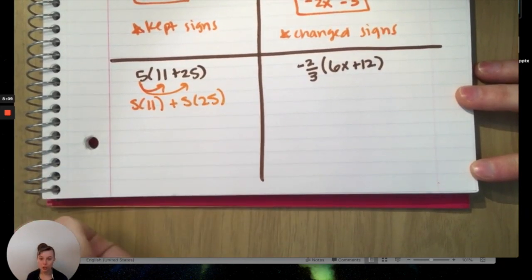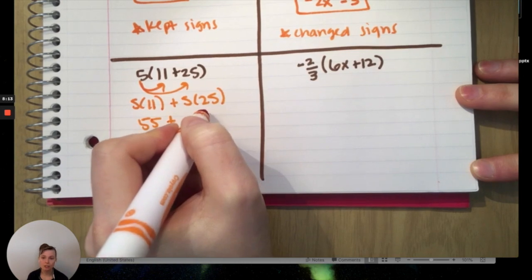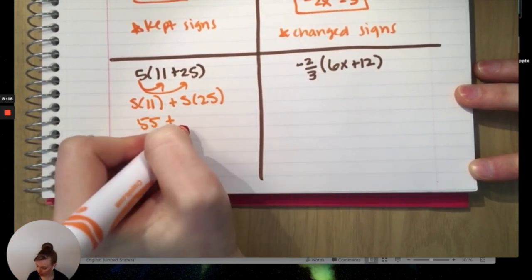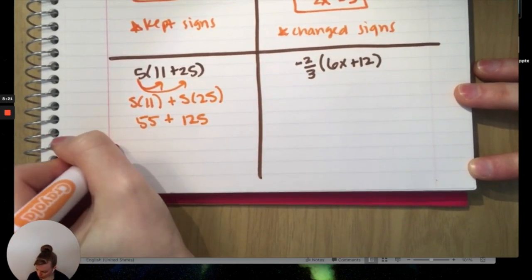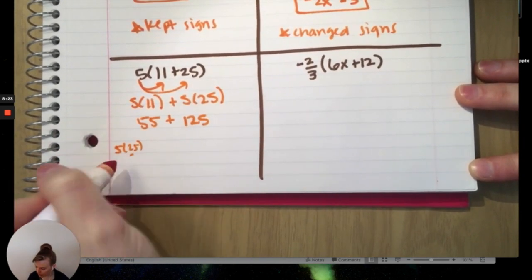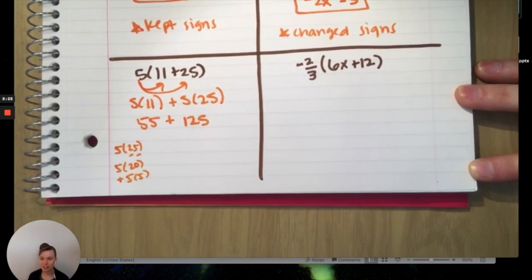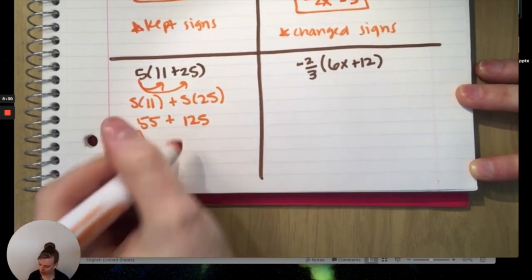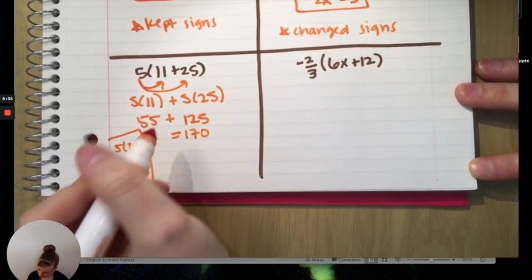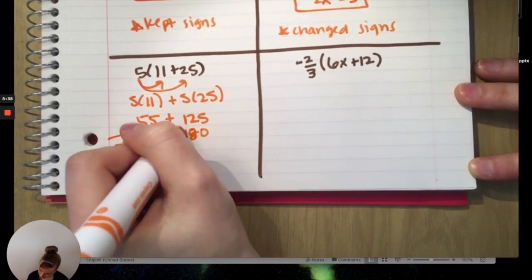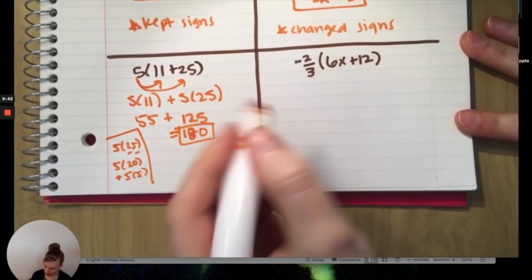5 times 11 is a repeat, so it's going to be 55. 5 times 20 is 100. 5 times 5 is 25, so this is 125. So if you've been noticing, I'm doing this 5 times 25. I always break down the place value, so it's 5 times 20 plus 5 times 5. That's how I'm getting that 125. And my answer would then be 170. Nope, 180. There we go, 180. And then for this one with the fraction, I'm going to distribute.